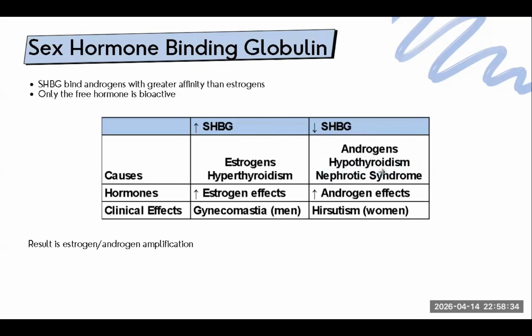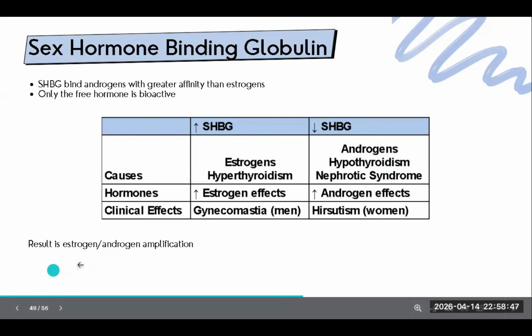With nephrotic syndrome, you have increased filtration of sex hormone binding globulin, and therefore decreased sex hormone binding globulin. Now, the result of either of these is estrogen or androgen amplification, respectively. Okay.